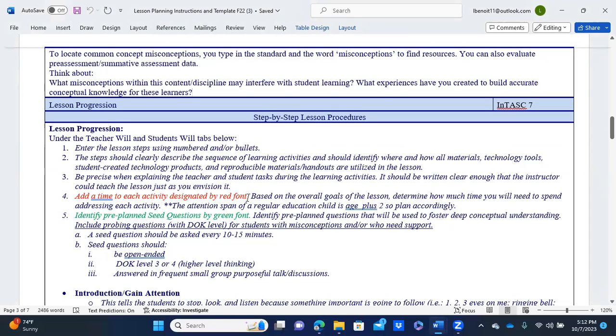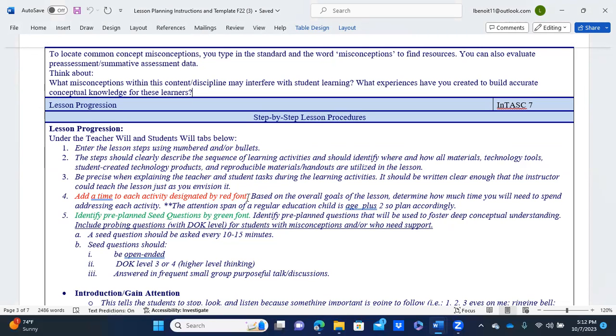Based on the overall goals of the lesson, determine how much time you will need to spend addressing each activity. The attention span of a regular education child is age plus 2, so plan accordingly. So consider if you are teaching 8th graders, they're around 13 years old, so 13 plus 2 is 15. You really should be changing activities a minimum of every 15 minutes. I wouldn't do it too fast, but if we do only one thing for the entire class period of 40 minutes, we're not changing enough.